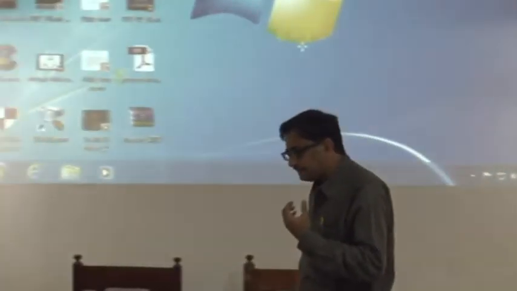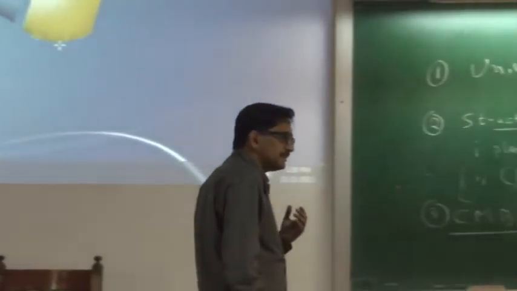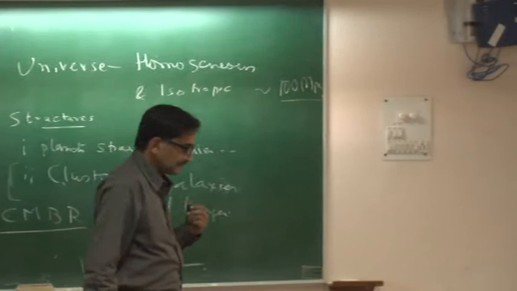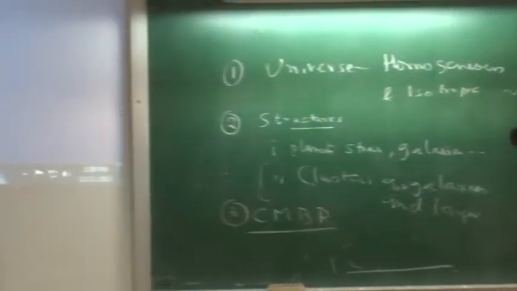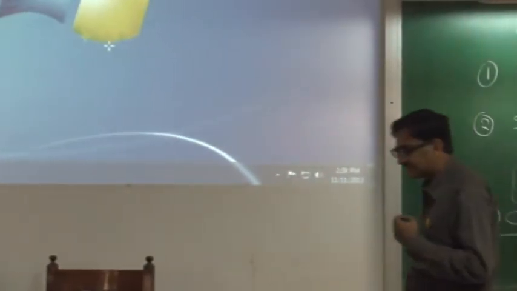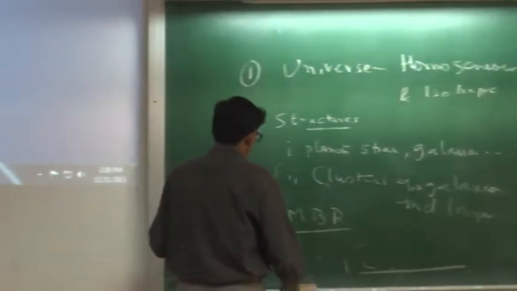So we seem to be immersed in a radiation which is coming to us from all directions. The characteristics of this radiation are the following. First of all, it seems to be the same from all directions, and so it is called a background.